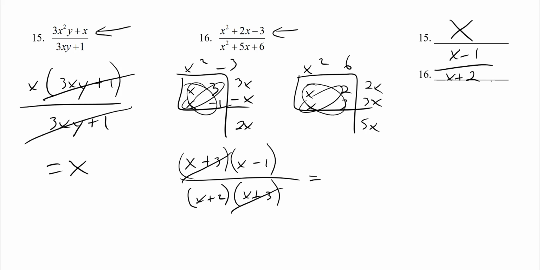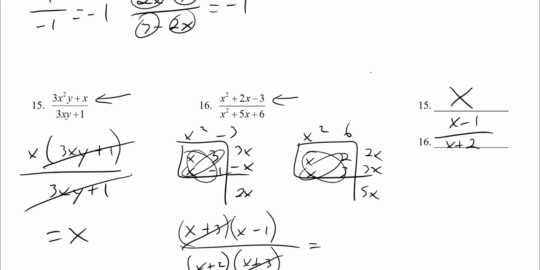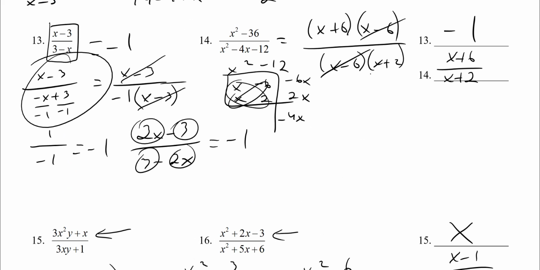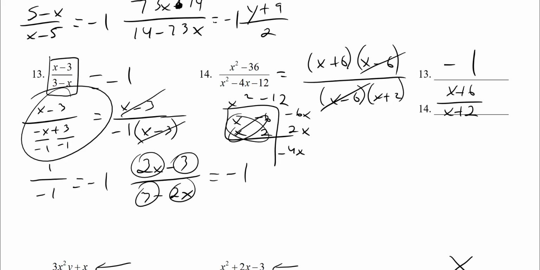Okay, lots of different kinds of problems. Again, don't forget, especially this guy right here. Kids tend to forget this one. The 3 minus this guy right here. Okay, 3 minus, or x minus 3 over 3 minus x, automatically -1.